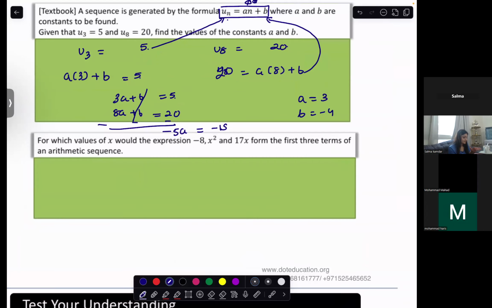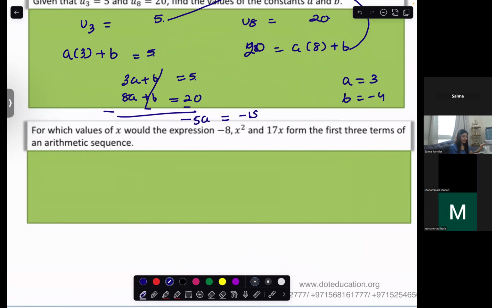Miss, this part, I have no idea. Okay, Harris. Yeah, this one is a bit challenging for me as well. Okay.